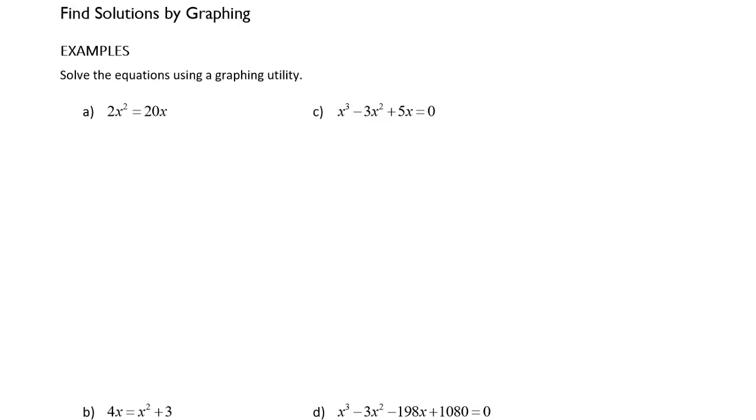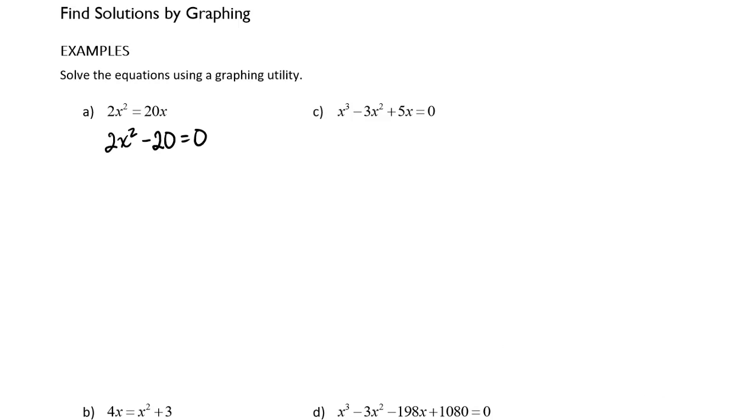In this video, we're going to work on finding the solutions to a quadratic or polynomial equation by graphing. The first step in doing that is to set your equation equal to 0. We have 2x squared equals 20x, so I'm just going to bring that 20x over to one side, set it equal to 0. This one's already been set equal to 0.